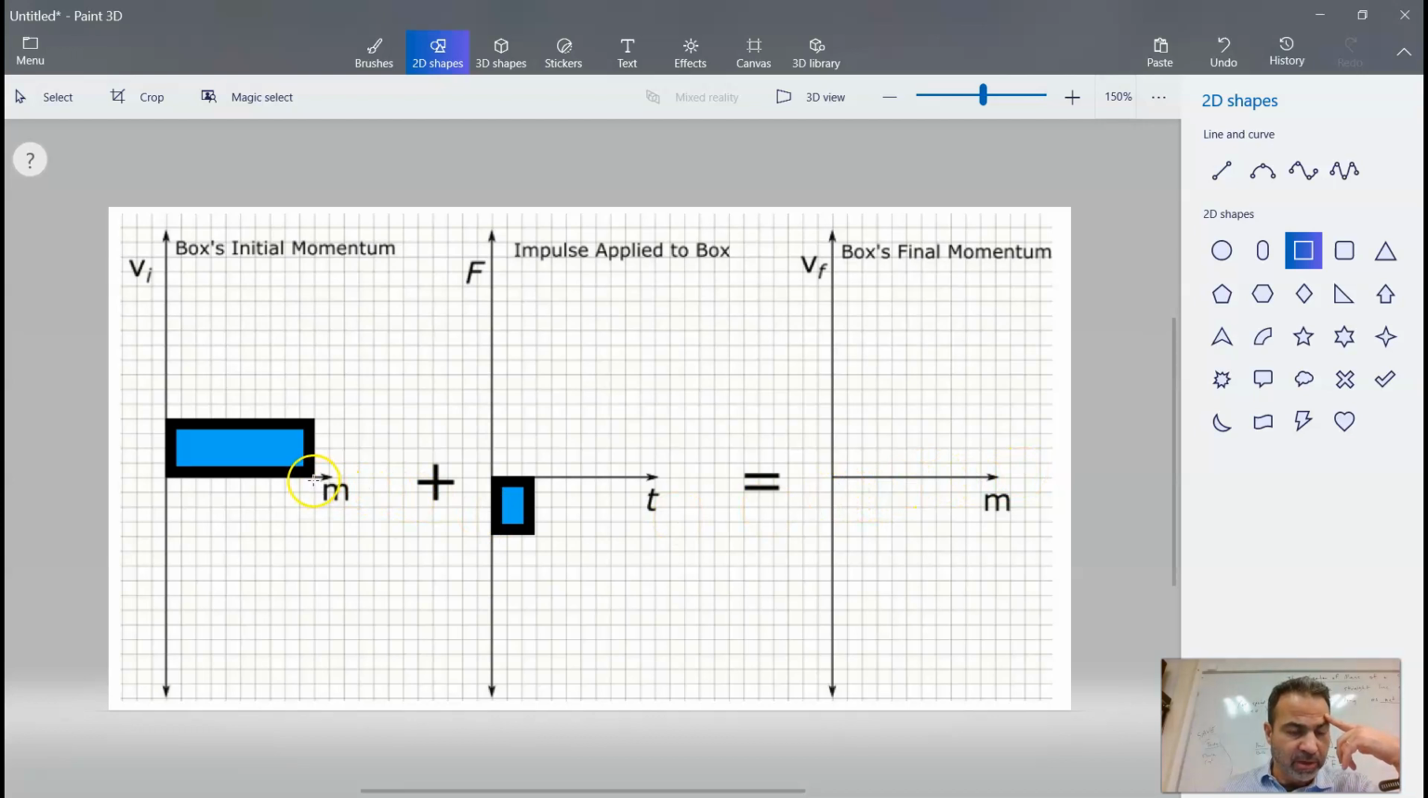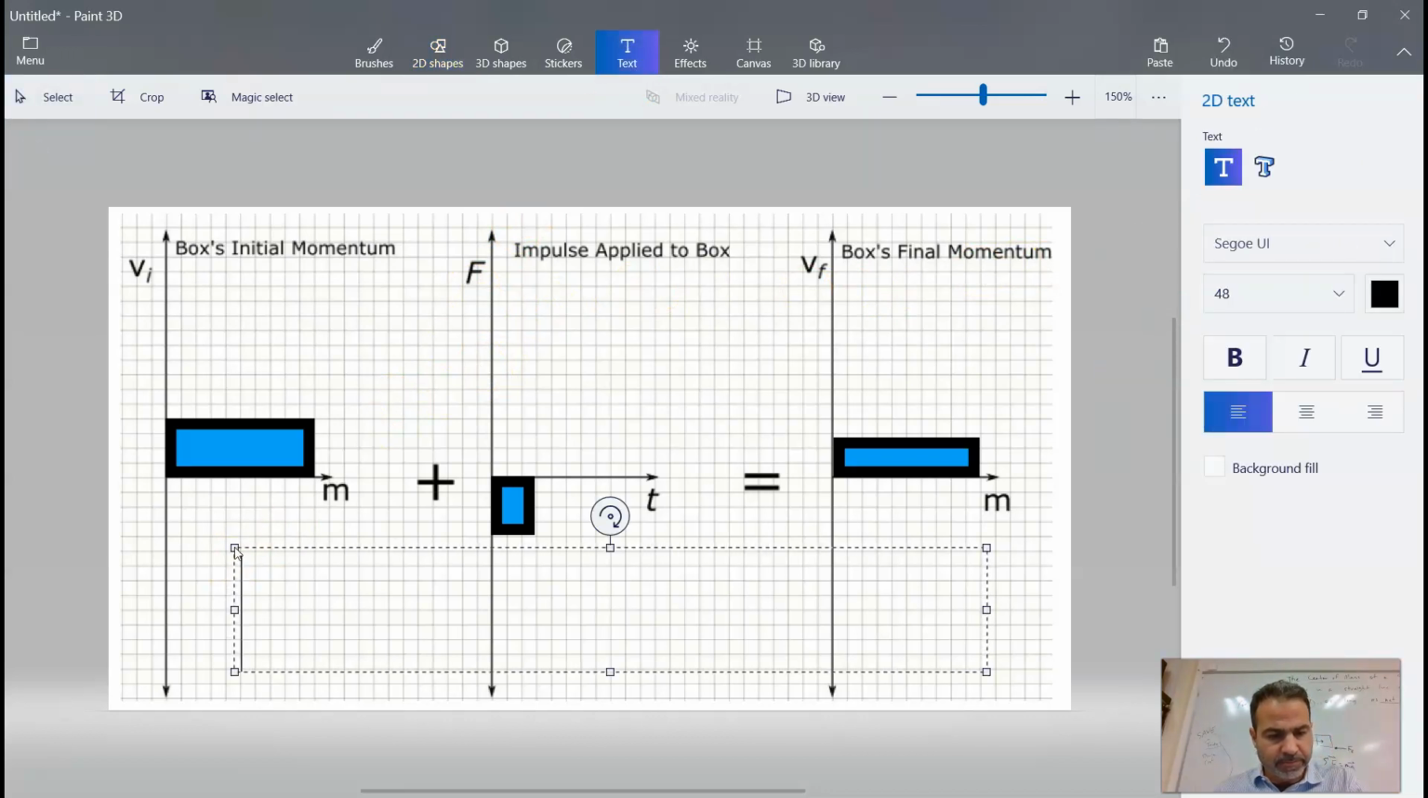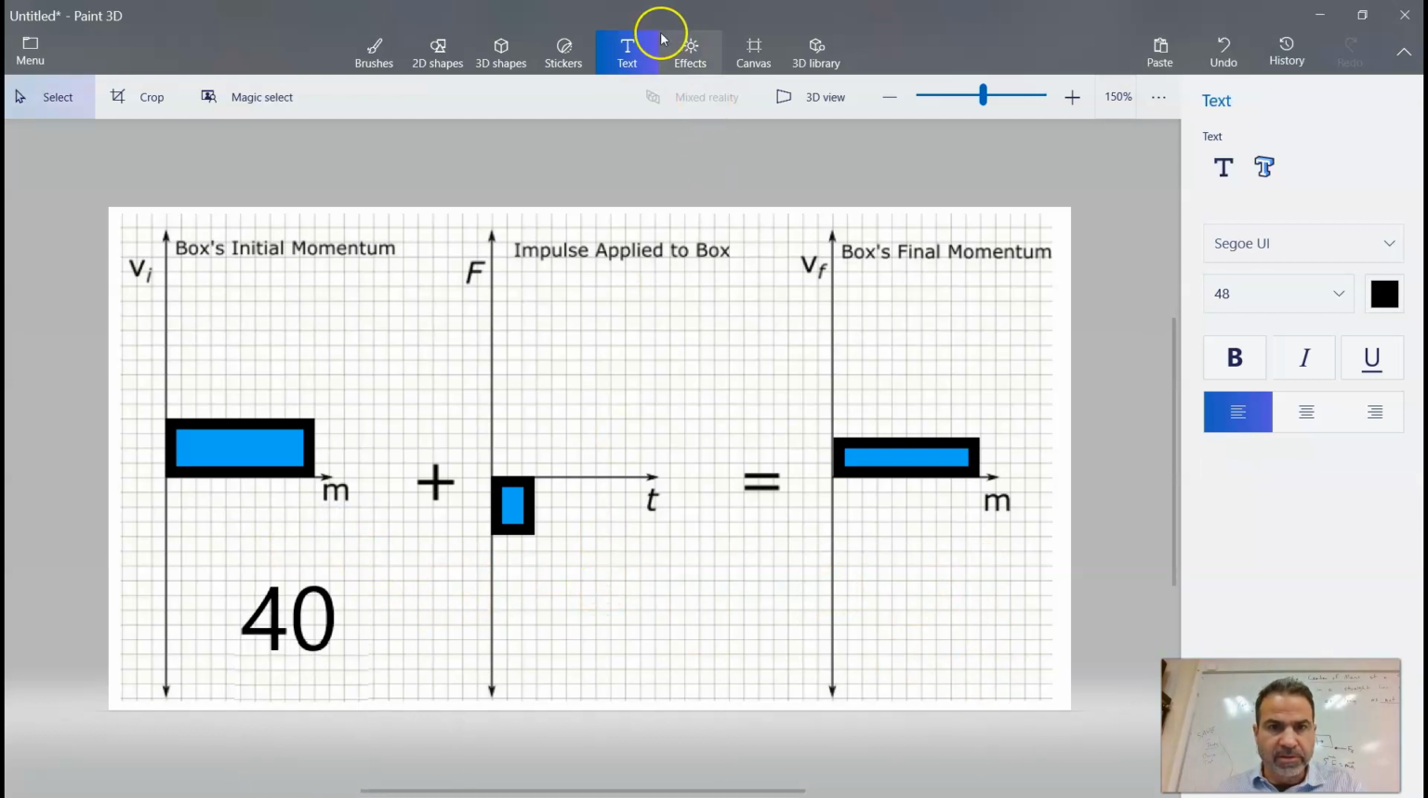Now the mass didn't change. So the mass is still 10. So I'd have to make it 10 by something to give me 28, and that would be 2.8. So it's kind of a weird number, but it would be about right there. So if I was to write numbers, this would be 40 right here, and then this would be negative 12 right here. I'm not the best at Paint 3D, but I think you guys get the idea. 40 plus negative 12 equals 28.